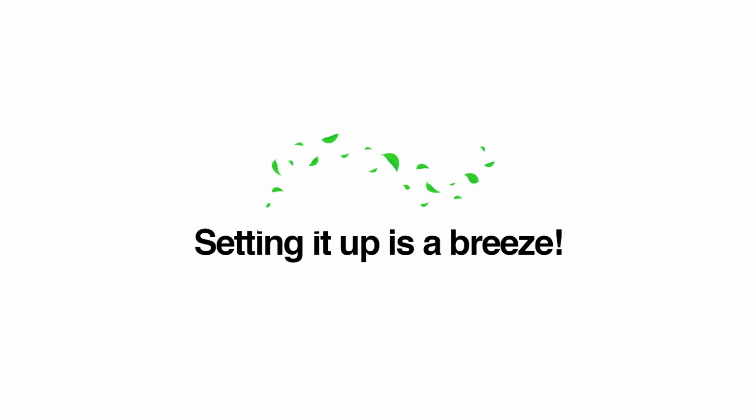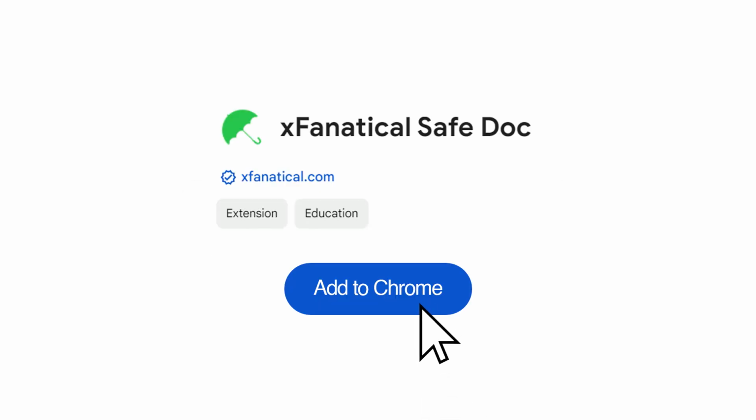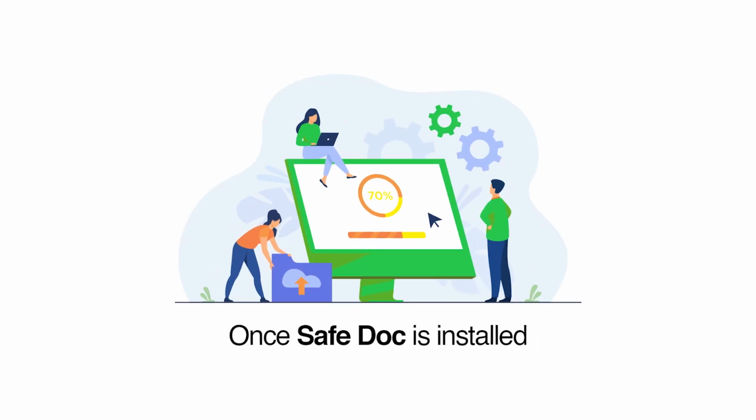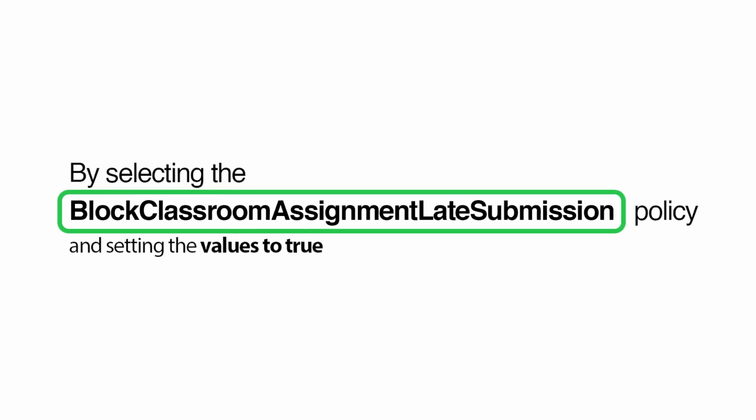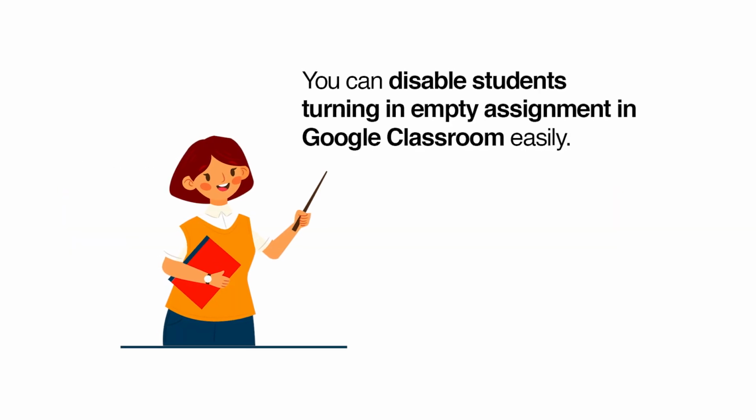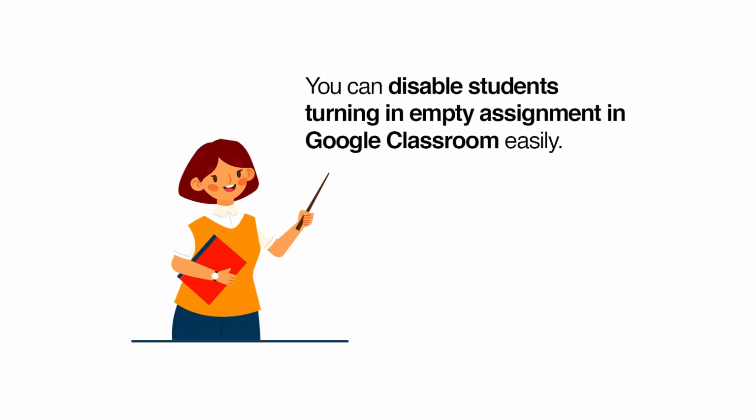Setting it up is a breeze. Go to the Chrome Web Store page, search for SafeDoc, then click Add to Chrome to add this extension. Once it is installed, by selecting the Block Classroom Assignment Late Submission policy and setting the value to True, you can disable students turning in an empty assignment in Google Classroom easily.